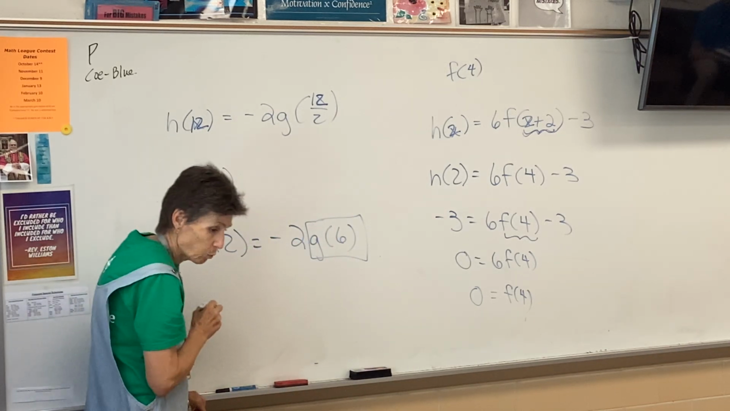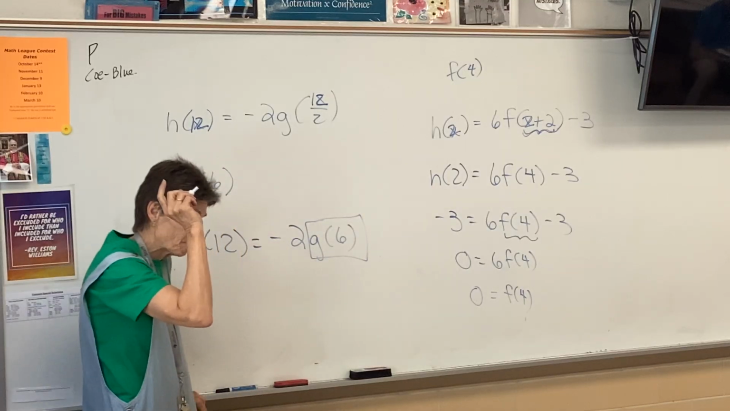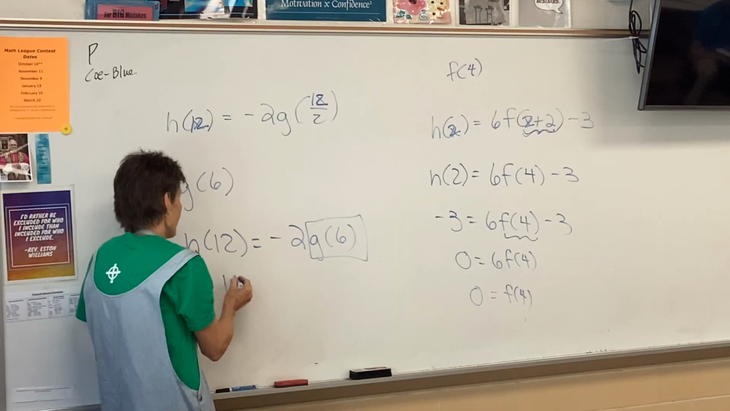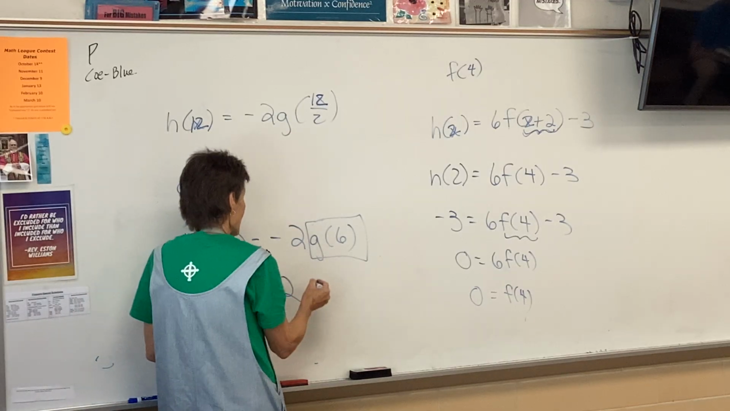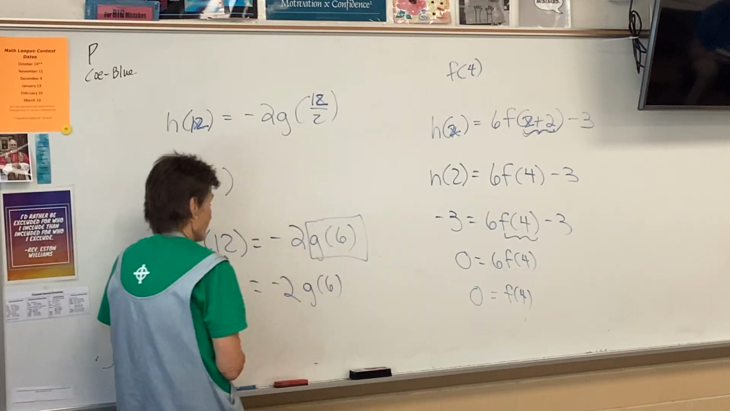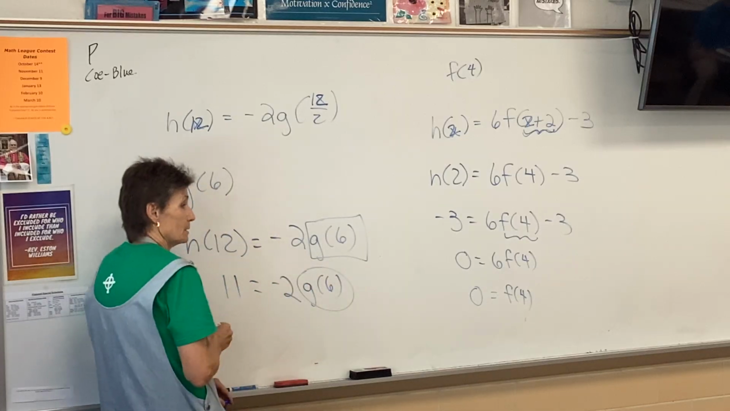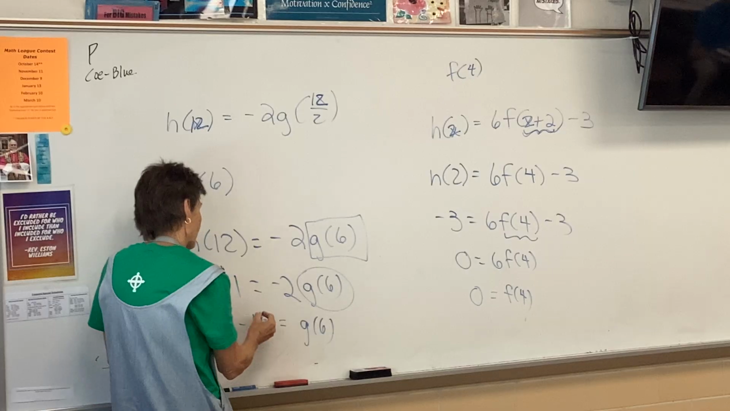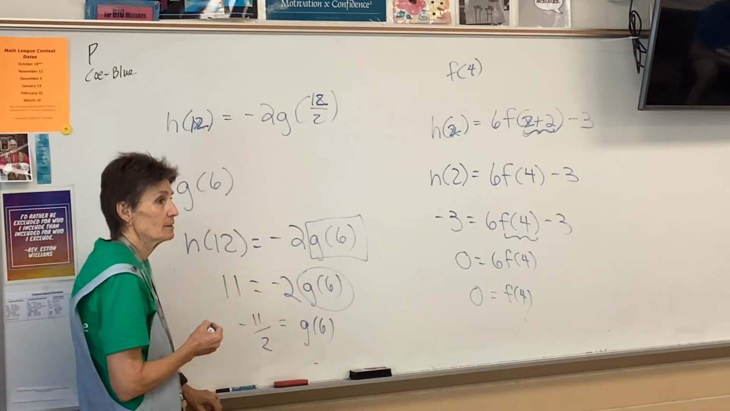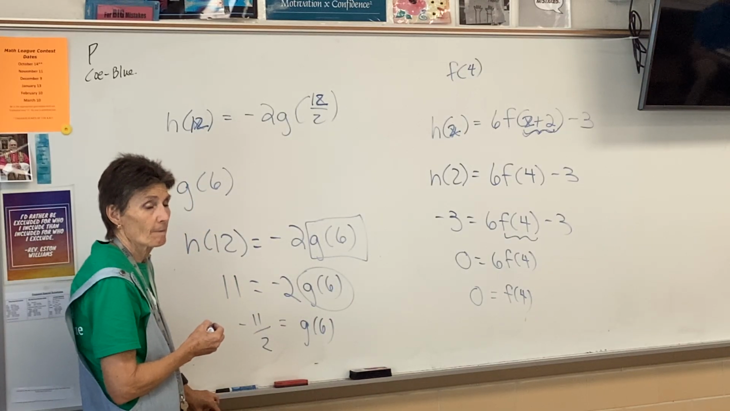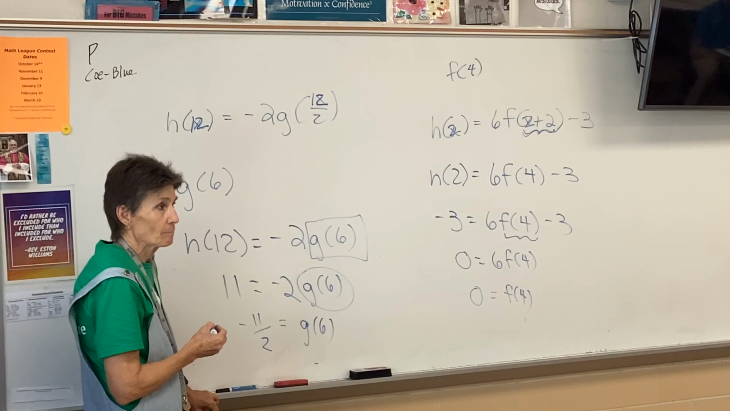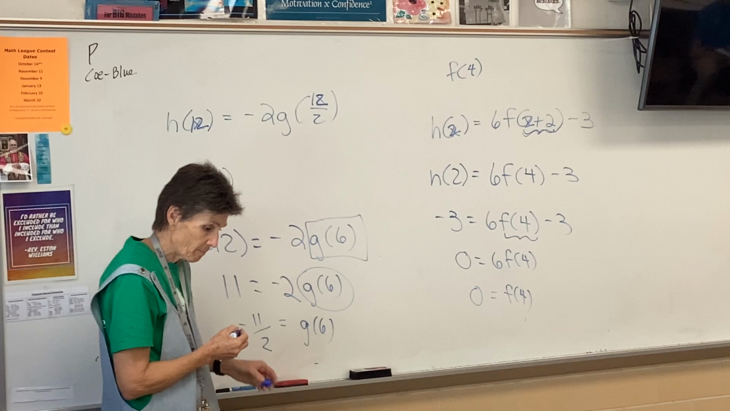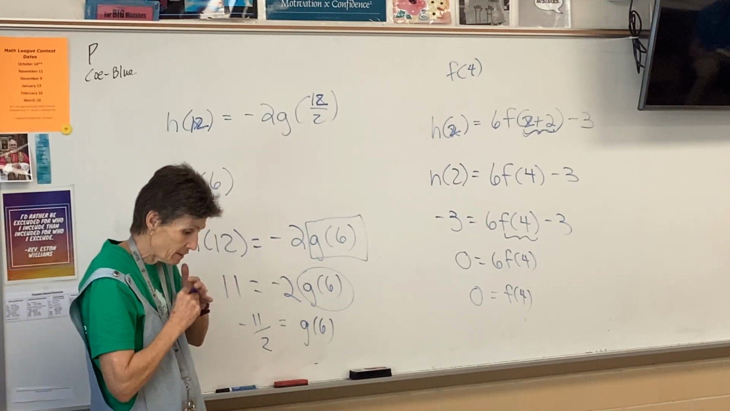So what's h of 12? Now look at the chart. h of 12 is 11, and that's negative 2 g of 6. This is your variable. So what's g of 6 equal? Negative 11 halves. Alright, now you try one. Try 9b. 9b.